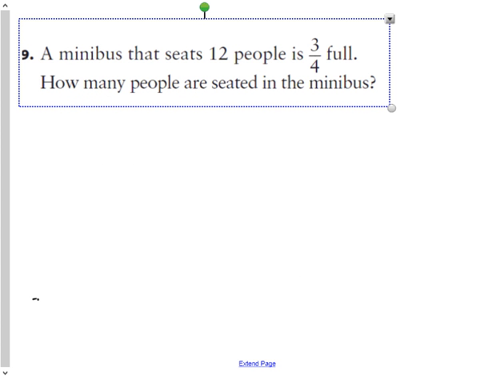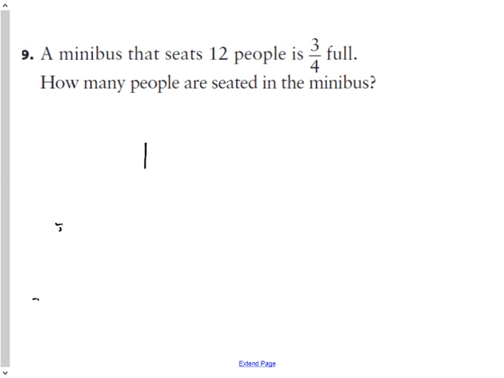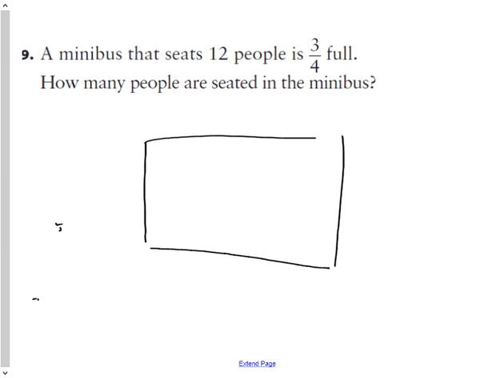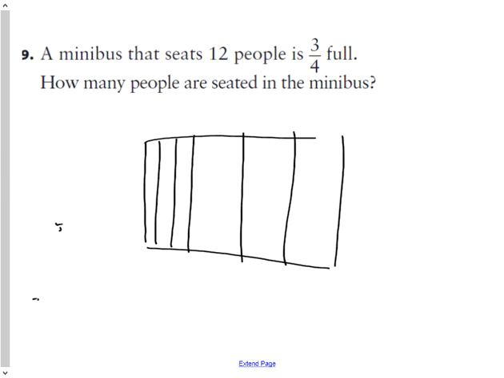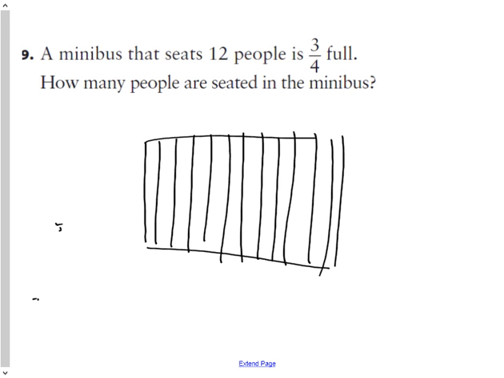And finally, the last question says a minibus seats 12 people when full. It's 3/4 full. How many people? So there's their bus. It seats 12 people. I think I'm doing this wrong. 1, 2, 1, 2, 2, 1. Did I do that wrong? 1, 2, 3, 4, 5, 6, 7, 8, 9, 10, 11, 12. No, I got it right. There's 12 full seats. It's 3/4 full.